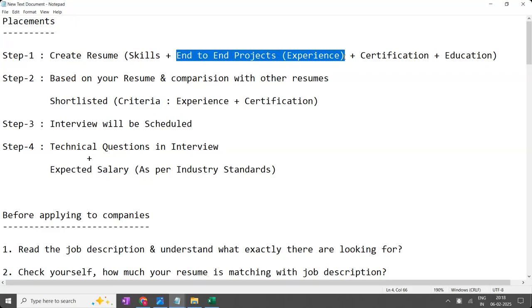Sir, experienced people means working in a company, fake experience? No. Experience in terms of handling the projects. I'm not saying experience in previous companies. Experience in handling the projects.